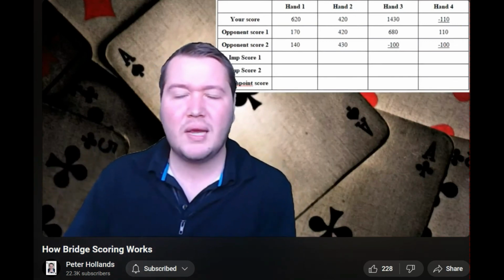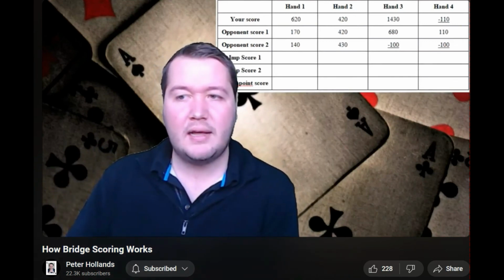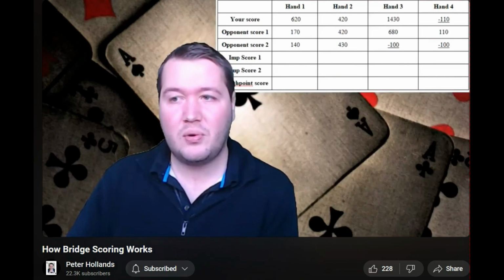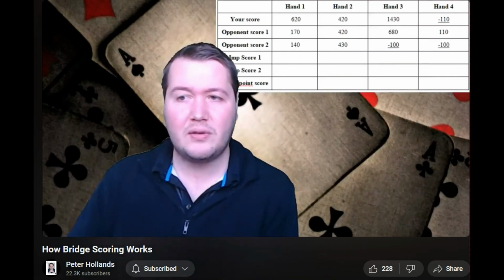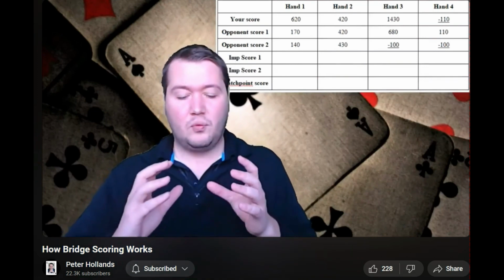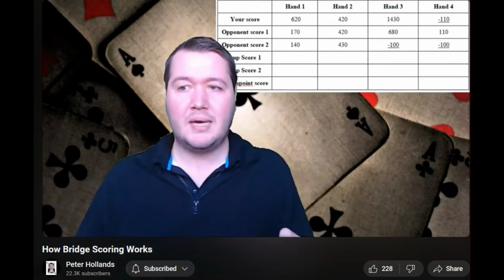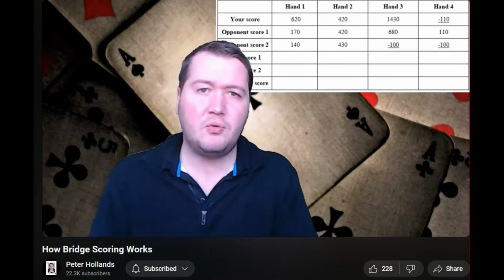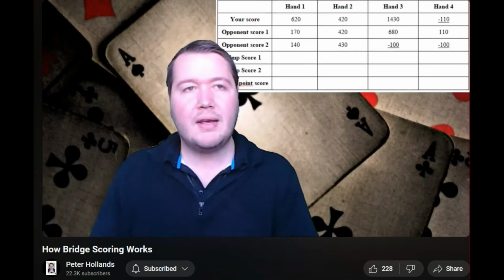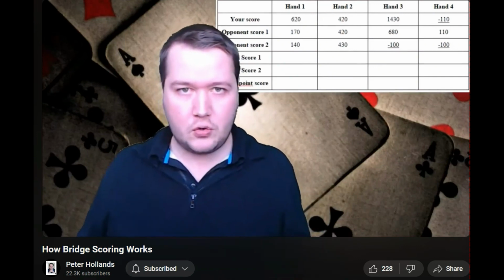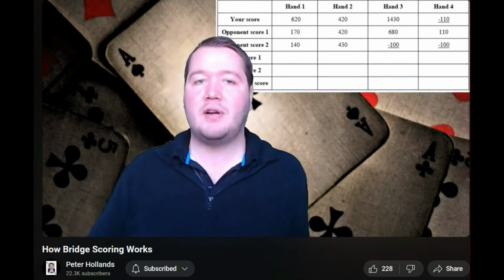Now, if you're looking at imp scoring, this would be 10 imps for the first board and 0 imps for the second board. So with imps, there's a wide variety between how important certain boards are, but with match points, every single board is equally important.